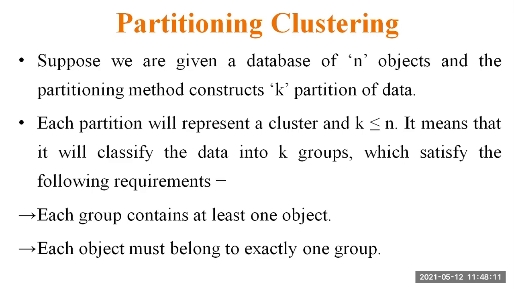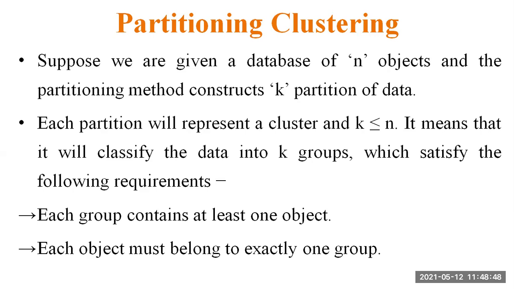Talking about partitioning clustering, suppose we are given a database of n objects and the partitioning method constructs k partitions of data. Whenever you are given some set of objects, it can be n objects. As the name suggests, it's a partitioning method. It needs to construct k partitions of the data. The number of clusters we want to divide into is the k value here. Each partition will represent a cluster, and k should always be less than or equal to n, because we have n objects.